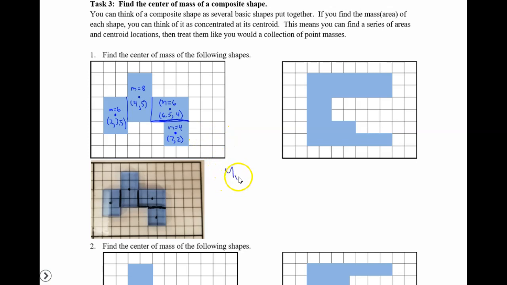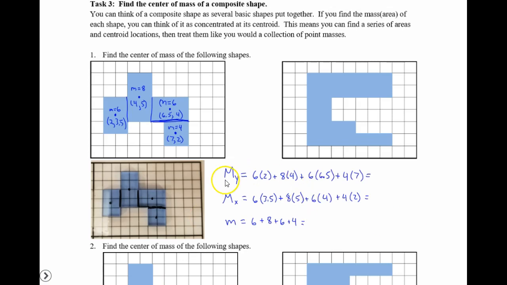So we'll say our moment about the y-axis, we're just going to take all of these x-coordinates, which are distances from the y-axis, times the masses. So you can go ahead and write those down. Alright, so I got all these written down. So we got our 6 times 2, 8 times 4, 6 times 6.5, 4 times 7 for all of those masses times the x-coordinate. Again, that's distance from the y-axis. That's why it's called my moment about the y-axis.